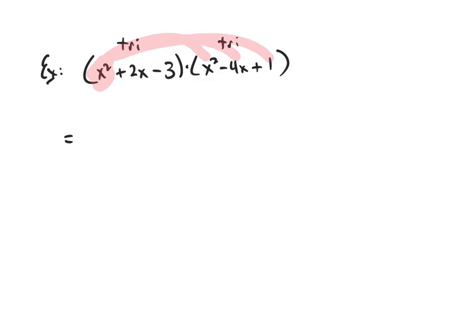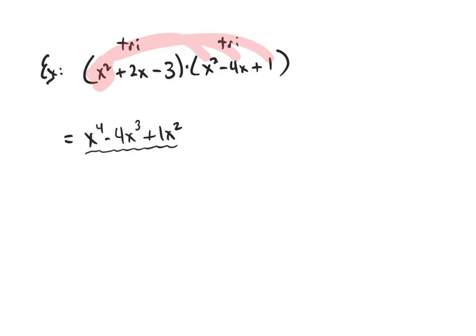So ready? X squared times x squared, times negative 4x, x squared times 1. So here's the first group of three, distributing x squared times each of the terms in the other polynomial.